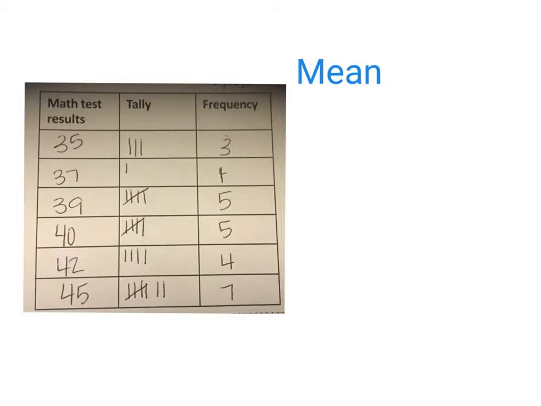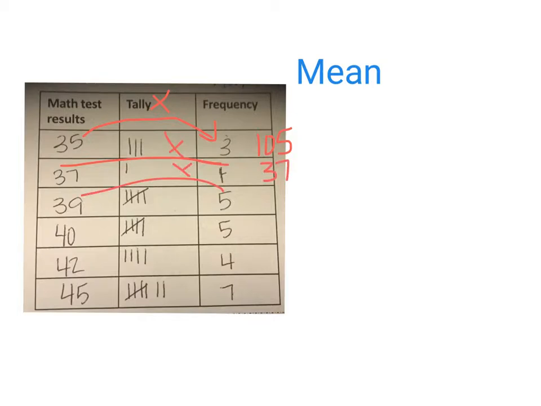So we are going to use these charts now to find our mean, median, mode, and range. Remember, the frequency means how many times each of these numbers appear. So the 35 is going to appear 3 times. So instead of adding 35 plus 35 plus 35, I can actually take 35 times 3, and that will tell me my total for those numbers. And then I can do that for every single one.